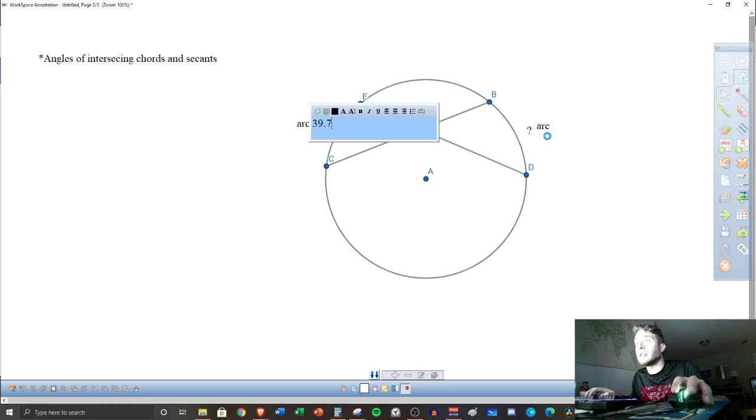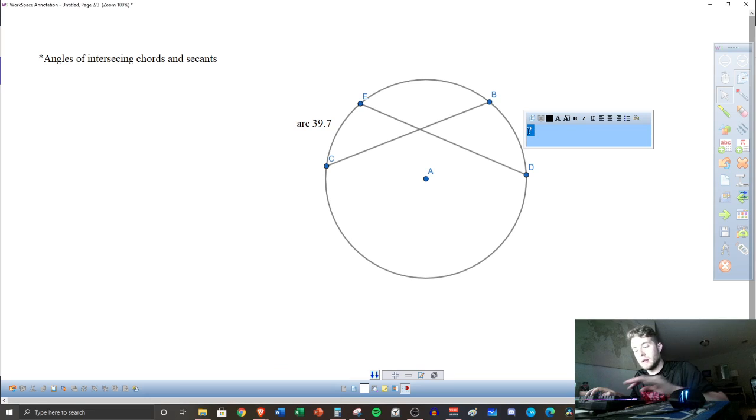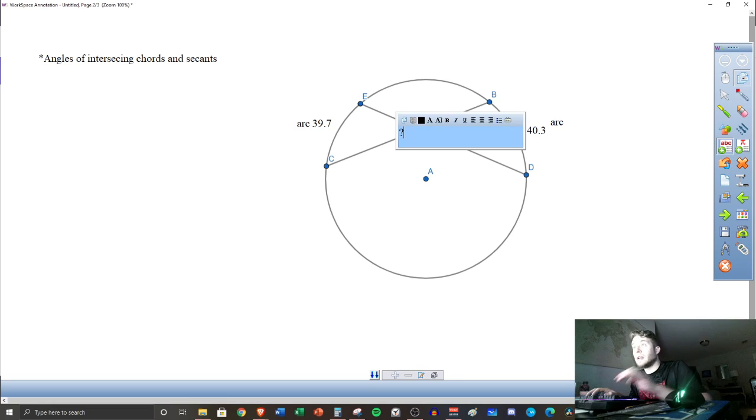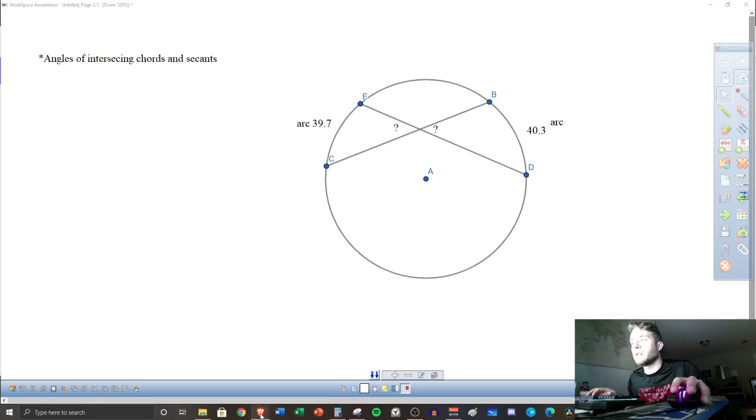39.7 and 40.3. Okay, there we go. All right, we've got those arc measures. Now, I want to know what is this measure here and also here. Okay, let's find those.